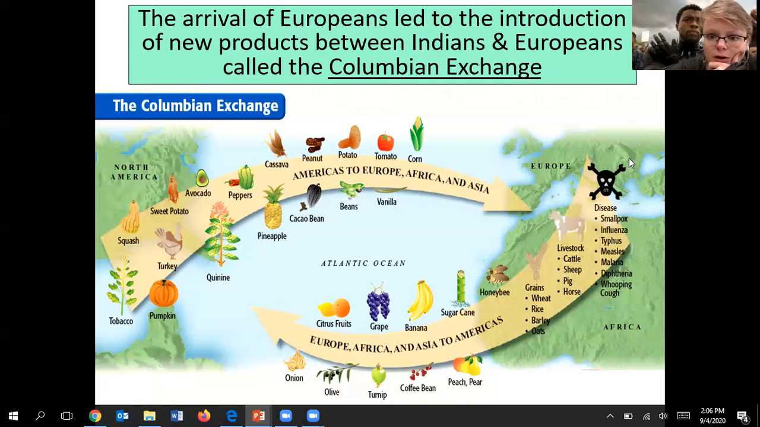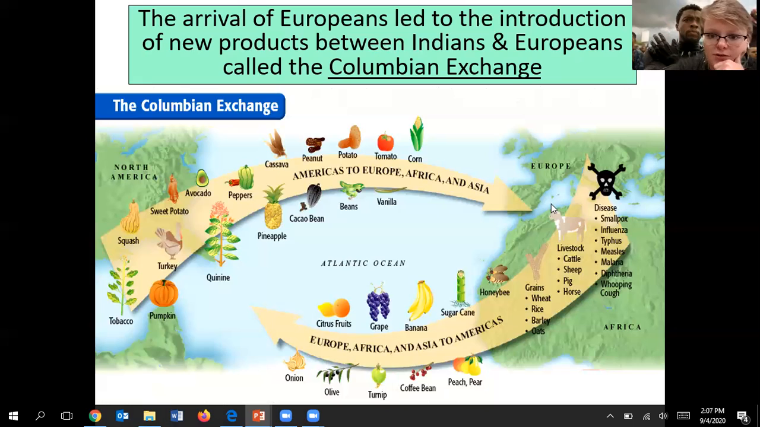And then from Europe, you're going to have diseases like smallpox, influenza, measles, typhus, diphtheria, whooping cough, all the things that we're accustomed to now. Those are all going to come from over here and be introduced to the natives of North and South America, and it's going to absolutely devastate their populations.